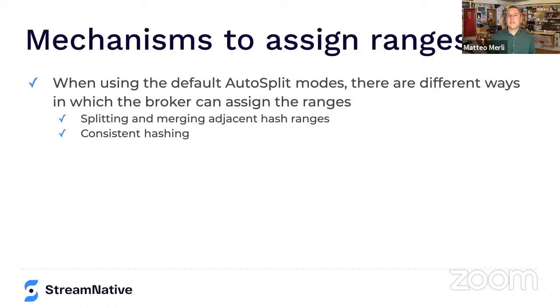There are a few mechanisms to assign the ranges to a consumer. The default is a method called auto split, but there are different ways in which we can assign. The default one is splitting and merging of adjacent hash ranges, and the second one is a consistent hashing mechanism.